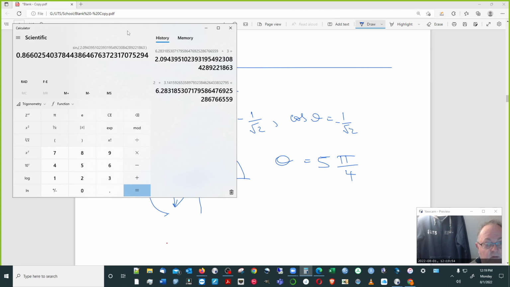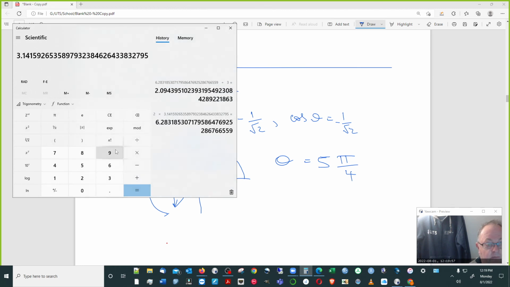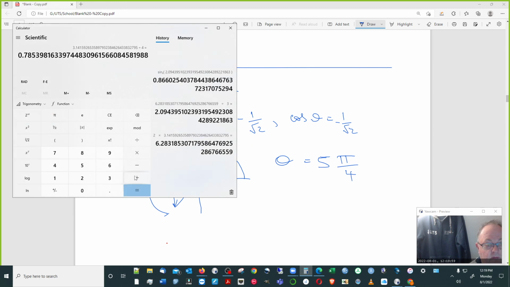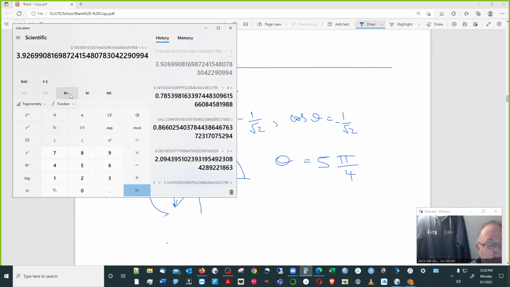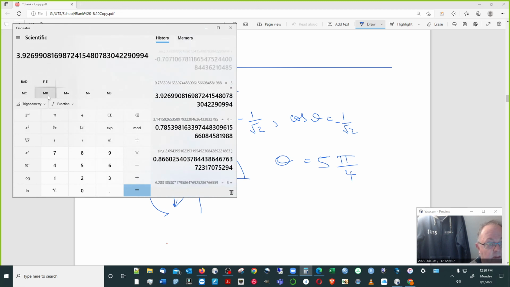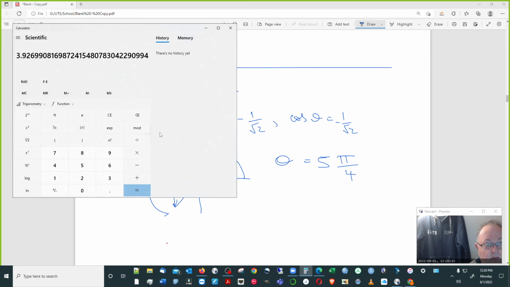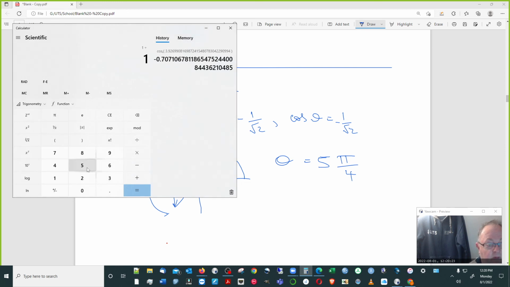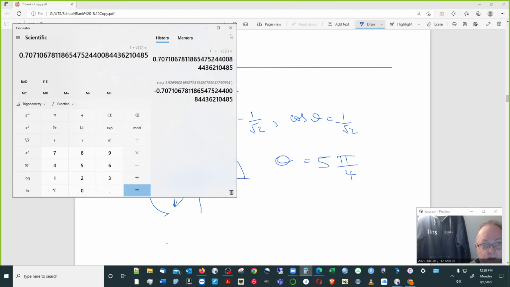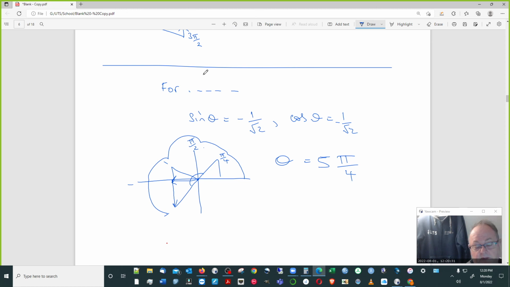Okay, so let me just do that one quickly. Pi divided by 4, times 5, I'll put that in the memory. Let's have a look at sine. -0.707. Memory recall. Oh, what happened there? Why is that doing that? I don't know why that did that. Now what we're looking at, cos, minus 0.707. So 1 divided by the square root of 2 is 0.707, tick. Okay, so they're correct. Tick.